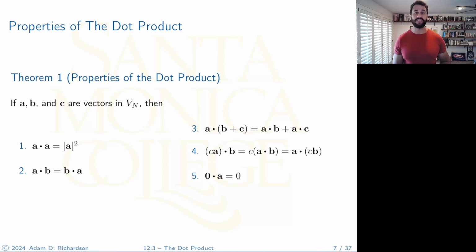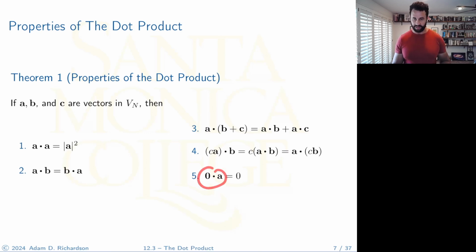You also have associativity of scalar multiplication here. Or I should say, you can perform the scalar multiplication at any point in this process. So if you do C times A and then you dot that with B, that's the same as dotting A and B first and then scaling by C. Or you could scale B and then dot it with A, and you still get the same thing. So it's kind of like associativity, commutativity of scalar multiplication here.